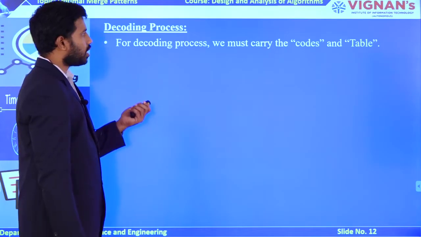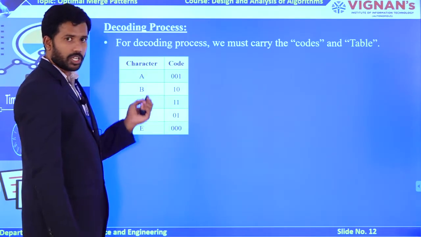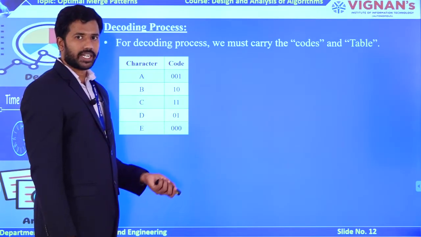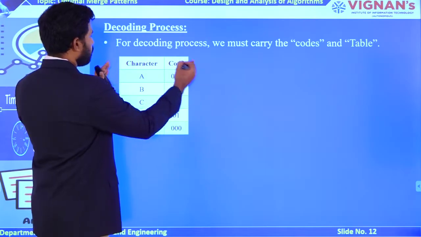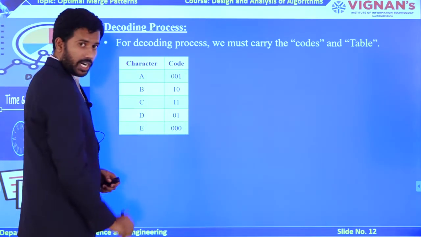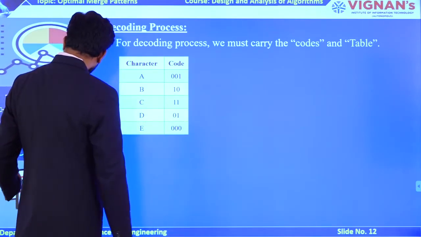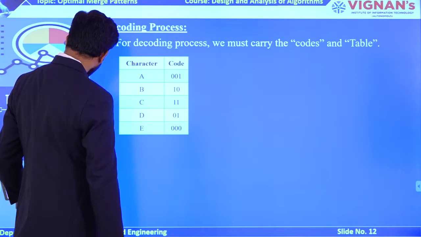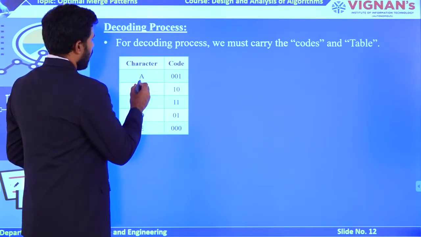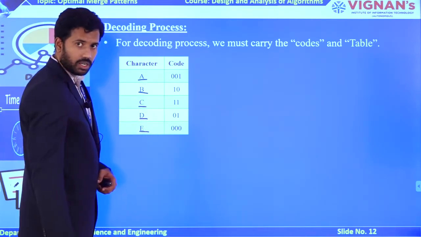Okay, so as I said previously, as a receiver you must have this coding information, otherwise it is not possible to convert the encrypted data into plain text. As a receiver you must carry this table: how many alphabets your input data has and what the corresponding codes are. The receiver is following the ASCII coding number system, right?